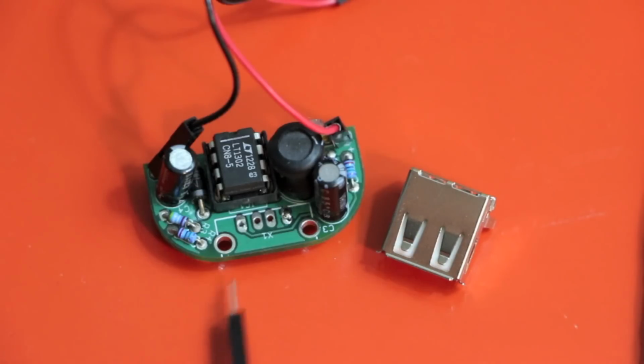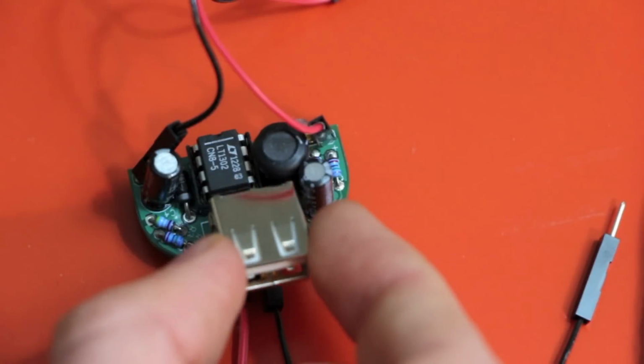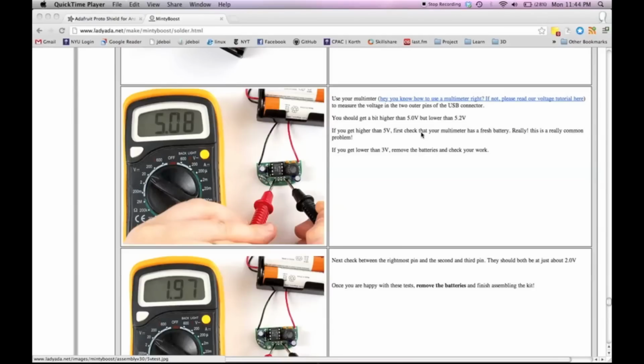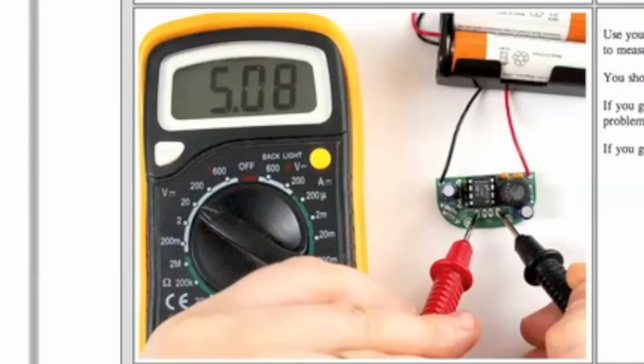In addition to providing the Arduino with a 5-volt source, we're going to supply 5 volts to the components attached to the protoboard by soldering two additional jumper wires to the Minty Boost. These jumpers will be attached to the same holes as the USB connector. As the Minty Boost tutorial points out, you can use a digital multimeter to measure 5 volts across the two outer pins of the USB connector. Hurrah! We're ready to complete the circuit.